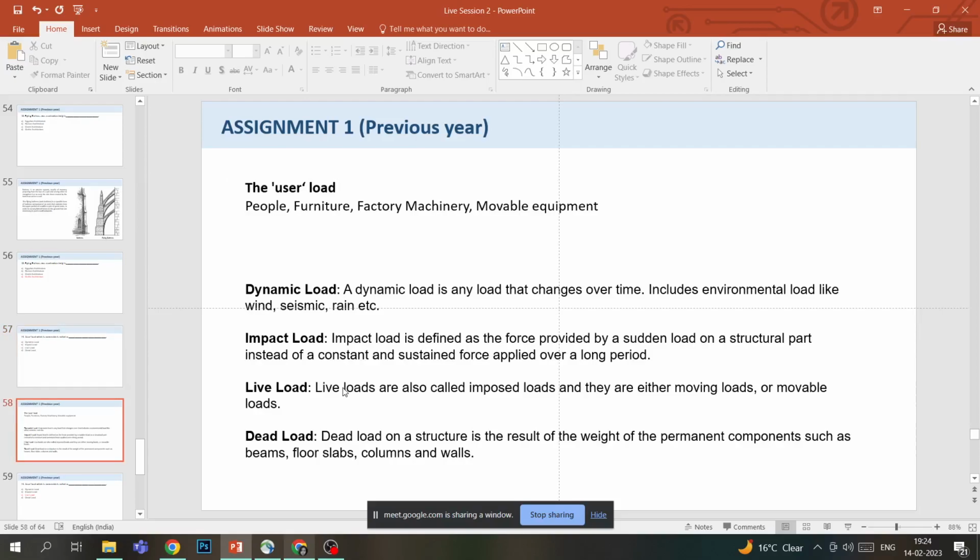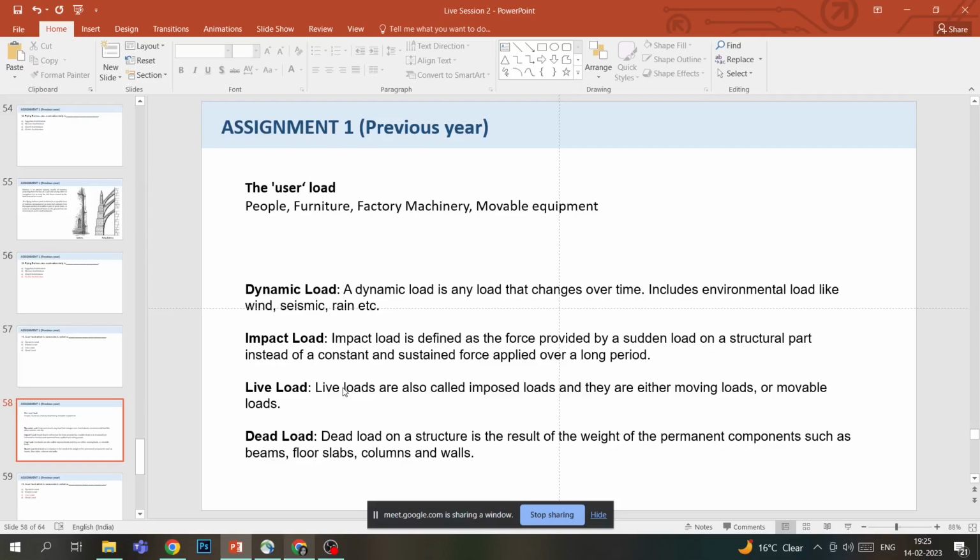So dynamic load is any kind of load that changes over time, and it mainly includes environmental load like wind, seismic activity, rain, snow, other things. Impact load is defined as the force provided by a sudden load on a structural part instead of a constant and sustained force applied over a long time. So impact load is anything when a sudden load happens on a structural part. There's a structure, it has all its loads in place, and then suddenly one kind of load impacts it. That is called impact load. The example of this is basically hammering a wall.